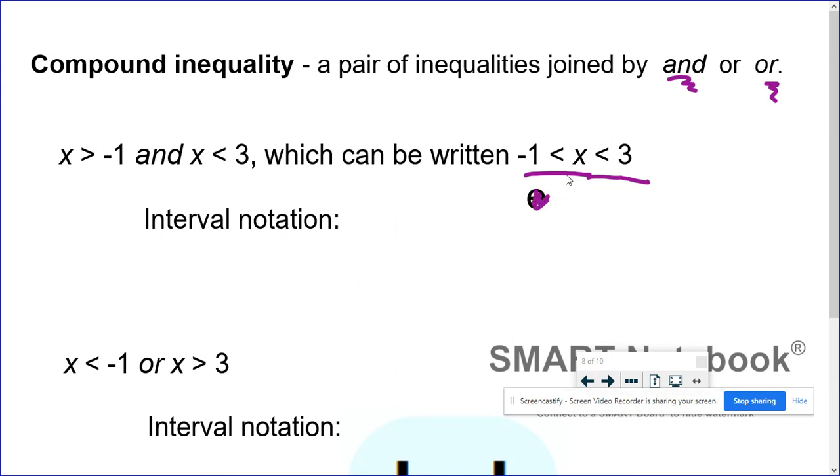Basically what happens is you flip this one around. The inequality symbol flips around as well, and now the x is in the middle. So this statement is talking about all the x values between -1 and 3. The interval notation for that would be -1 on the left and 3 on the right.